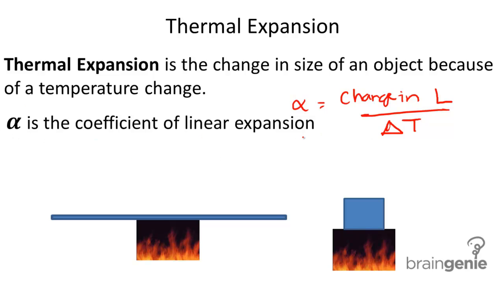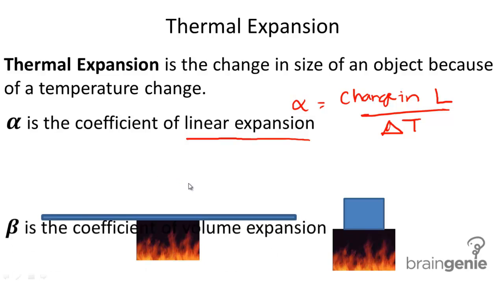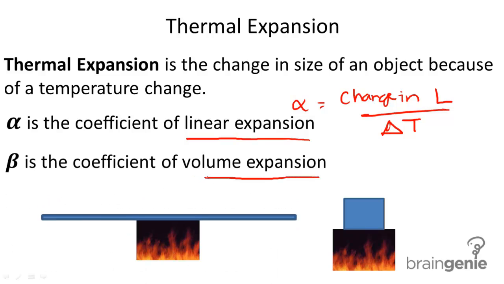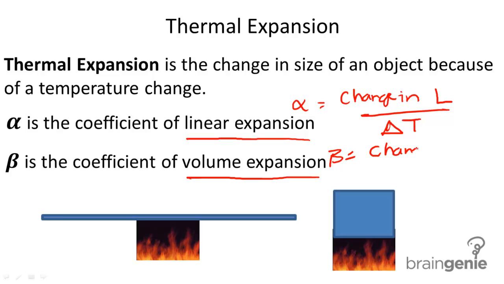The next type of thermal expansion is volume expansion. So in volume expansion, if we look at the animation here, assuming or pretending that this box is three-dimensional, once we apply heat to this object, its volume expands. So let's watch this happen. So the volume expands, it gets larger. Beta is what we call the coefficient of volume expansion, and similar to alpha, it's the change in volume over a change in temperature.